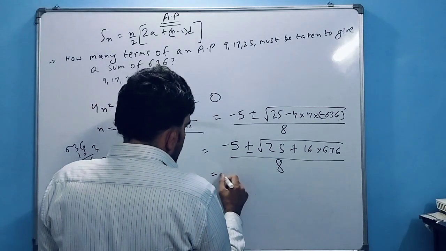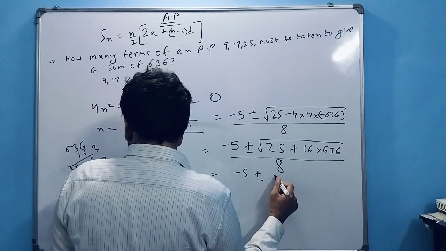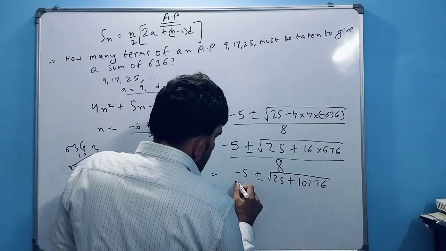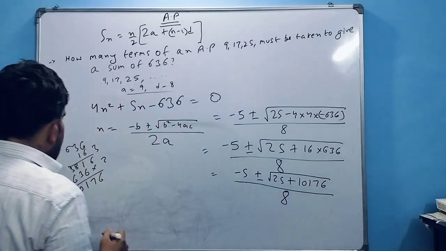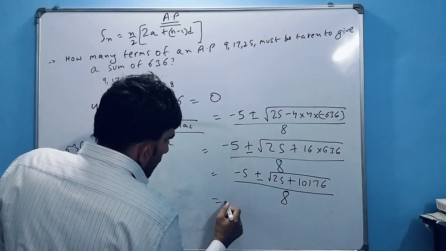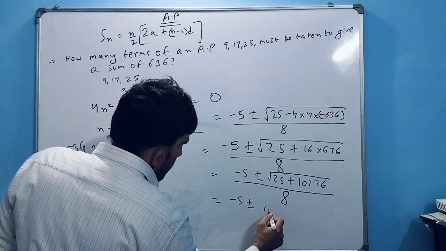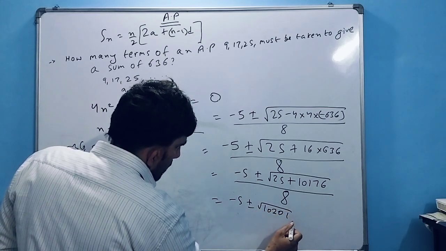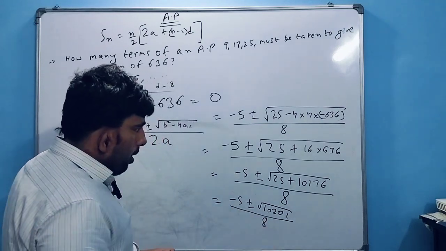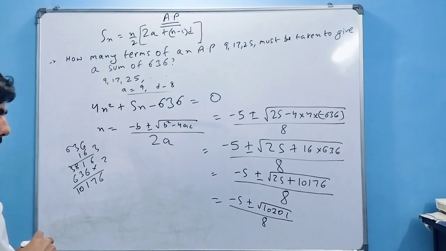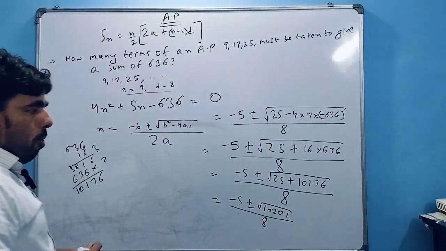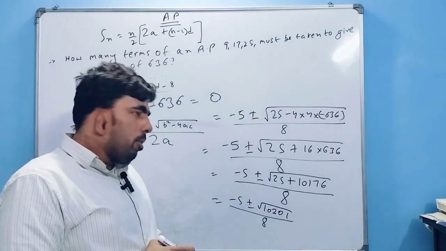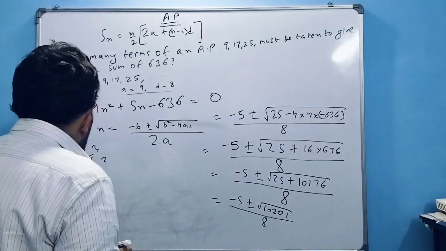So we have minus 5 plus minus square root of 25 plus 10176. 8 we have. Now what will be? It will be minus 5 plus minus square root of 10201, upon 8. Now we just add this, so I got this 10201. Now what I need to do is we need to take out the square root of this. Okay, so we'll have the answer here.